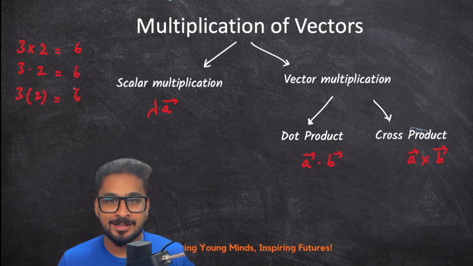But in vectors, A cross B is very different. That is called cross product. A dot B is also very different. That is called dot product. And scalar multiplication, that is lambda into A, is a completely different concept.